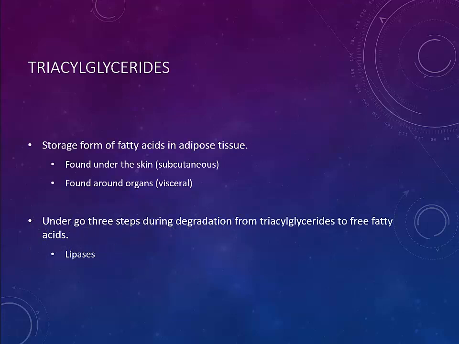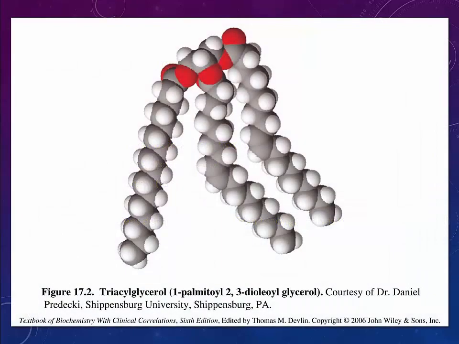When talking about fatty acids, we want to start with the triacylglycerides. This is a primary fatty acid carrying molecule, as it is the main form of storage for fatty acids. Triacylglycerides form adipose tissues and can be found under the skin as subcutaneous or around organs, which is termed visceral. Structurally, a triacylglyceride is a glycerol moiety substituted with 3 fatty acids. Each fatty acid can be removed from the glycerol backbone by a class of enzymes called lipases.